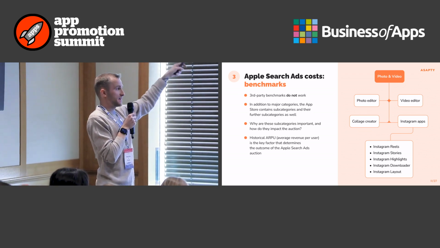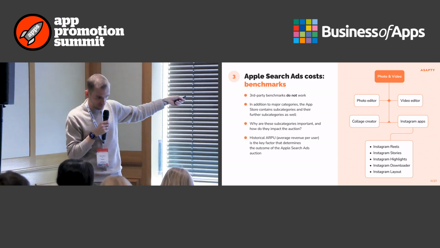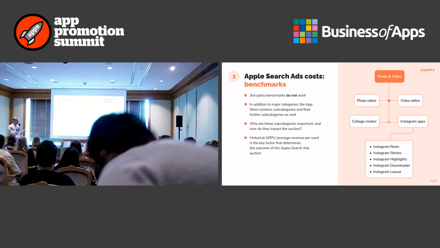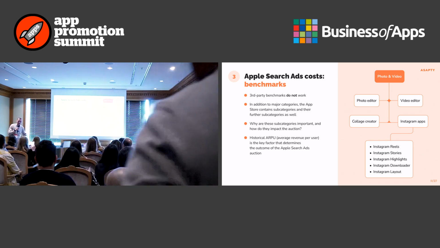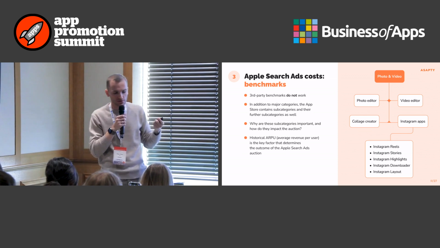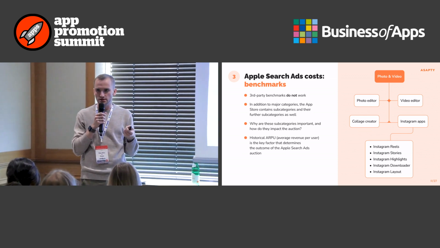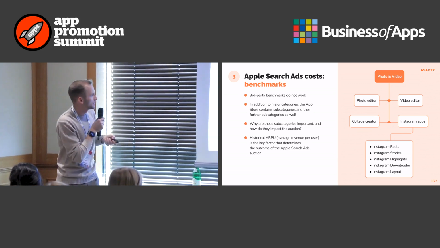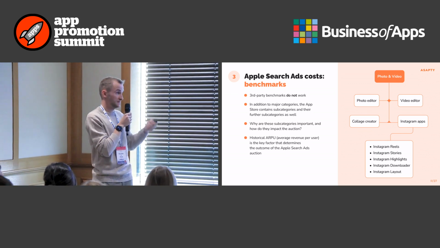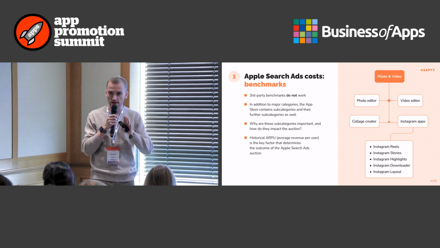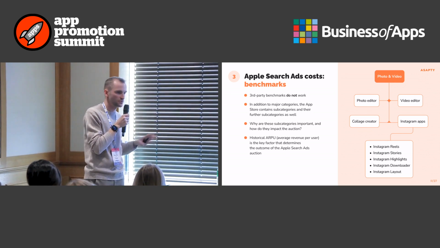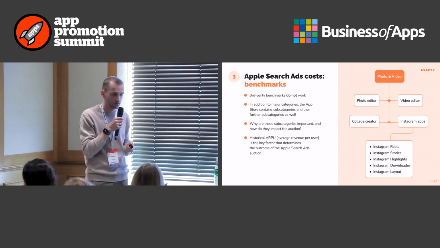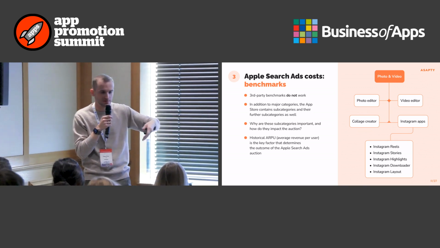I think this is one of the most important parts of the whole presentation: we realized how Apple creates the auction. If you think about it, the only source of data that Apple has is App Store Connect. They don't have anything else. They don't have data from Facebook, Google, or any other source of information that they could base their auction on.